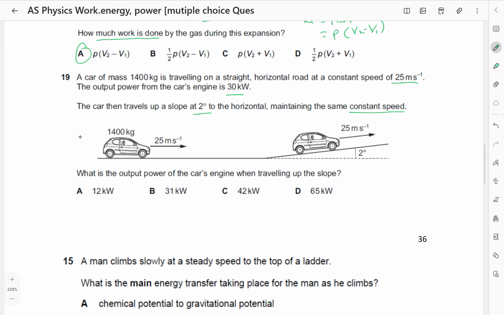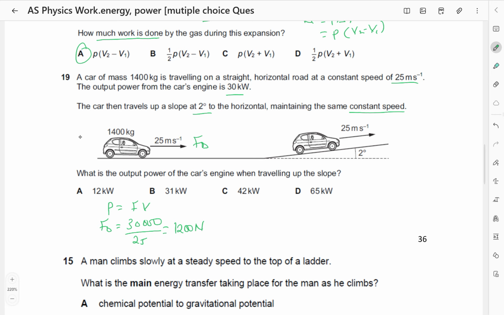First of all, let's find the driving force from the car, F_D. So we note that power is going to be equal to force times velocity. So the driving force F_D initially is going to be the power, which was 30,000, divided by v, which was 25. So this is going to be 1,200 newtons initially, before reaching the slope.